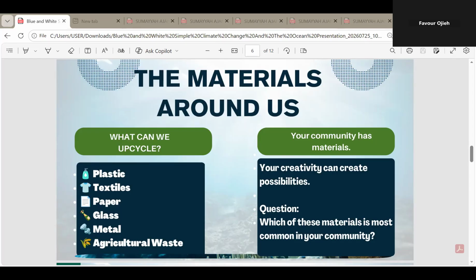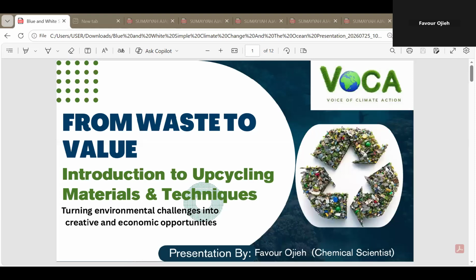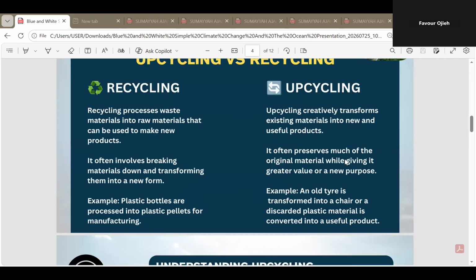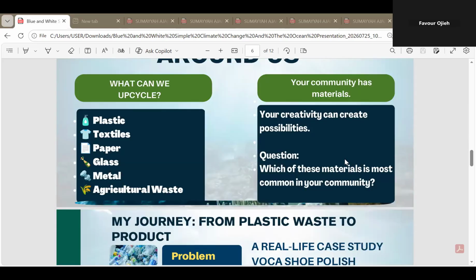I want you to think, out of all these materials I listed, which of these materials is most common in your community? Please, the next slide. And when we talk about upcycling, we talk about recycling, some persons feel like, oh, this is big grammar. But no, this is not big grammar, because this can actually yield and boost our economy.